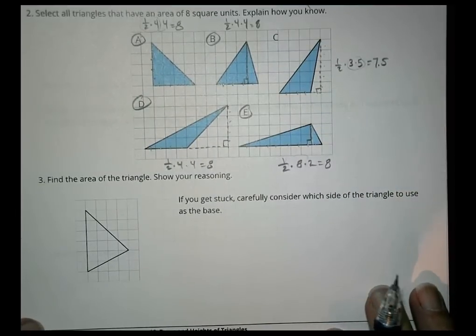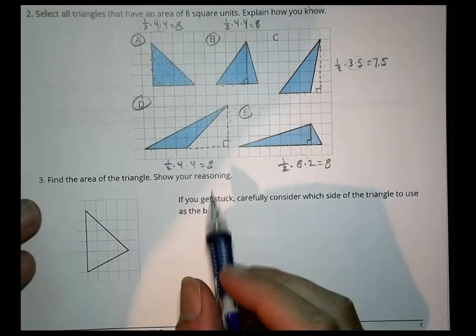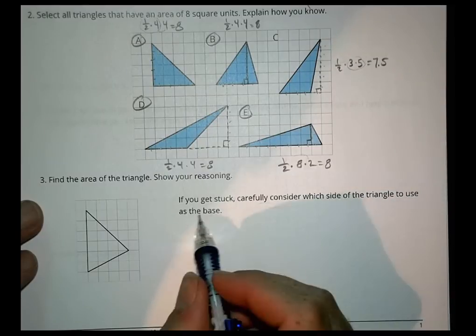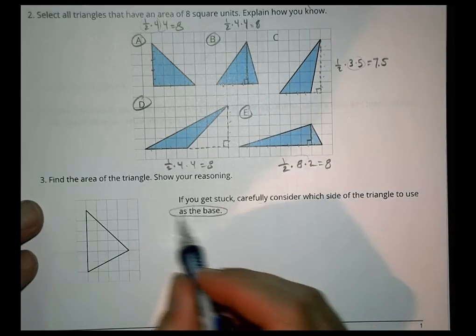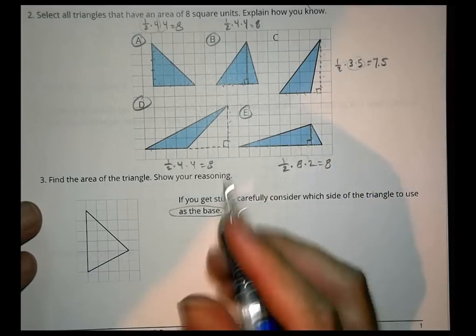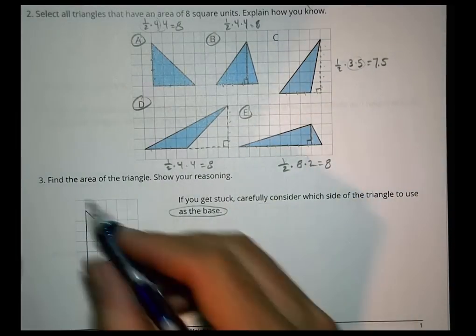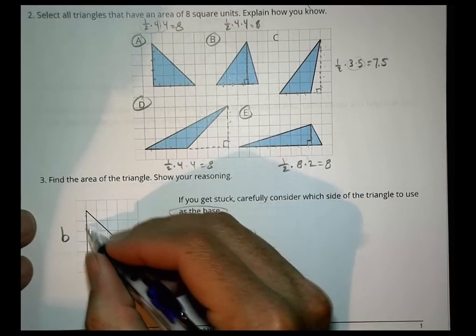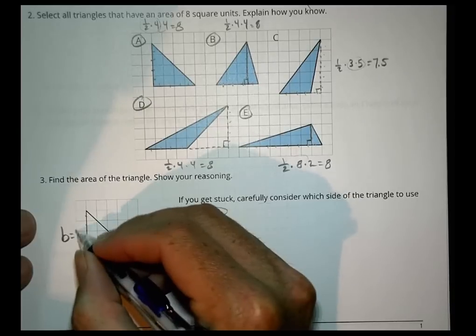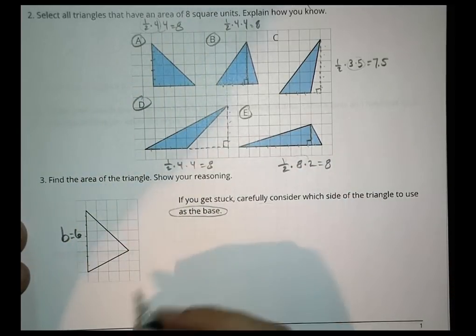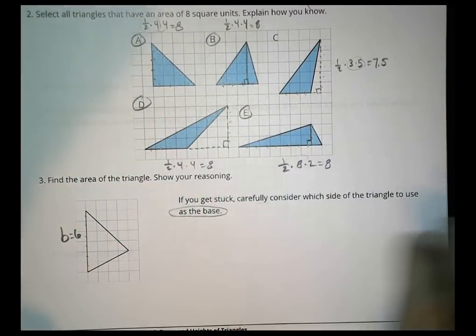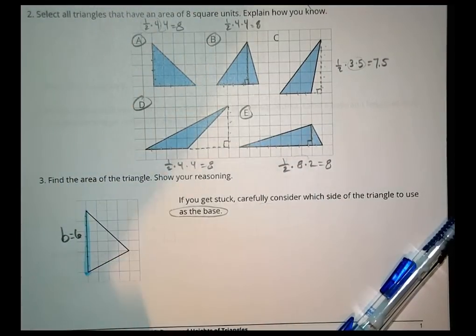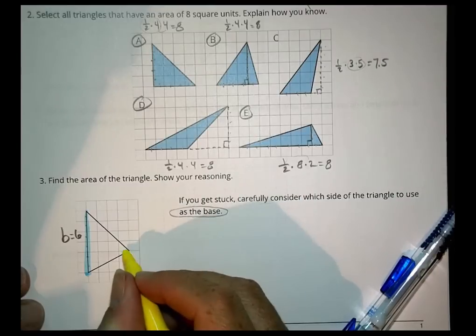Alright, number 3. Find the area of this triangle and show your reasoning. If you get stuck, carefully consider which side of the triangle to use as the base. Alright, remember what we talked about before, it's easier to use a base that is on one of the grid lines. So I'm going to choose this line right here as the base. 1, 2, 3, 4, 5, 6. So my base is going to be here with 6. If I was to highlight that with the blue, then I would choose the vertex that's across from it to utilize as my height.